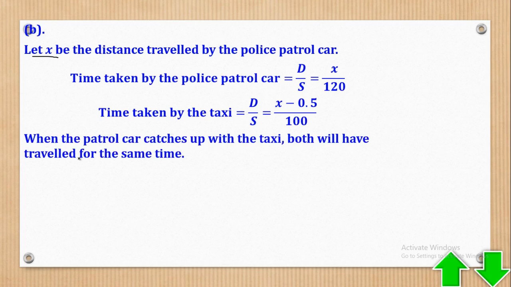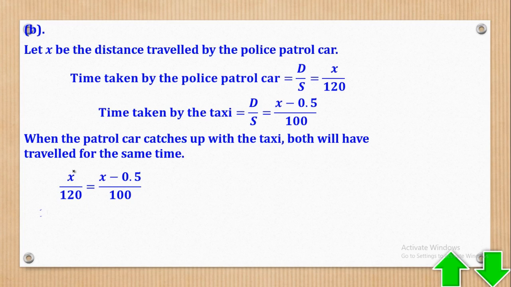Now the condition we should remember is that when the patrol car catches up with the taxi, both will have traveled for the same time. Why? Because they start at the same time, and the patrol car overtakes the taxi after the same time. So the time taken by the taxi is the same as the time taken by the patrol car, which means we are going to equate this with that. When we equate, we come up with an equation with only one unknown. So the next thing to do is to simplify and make x the subject.